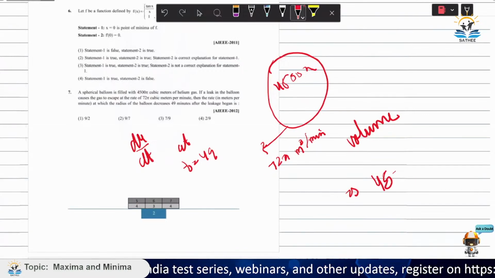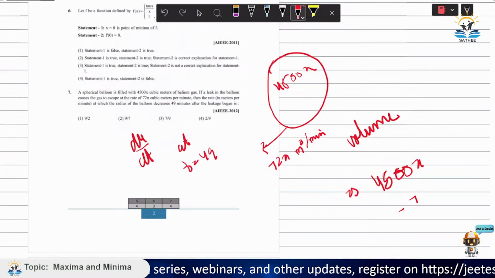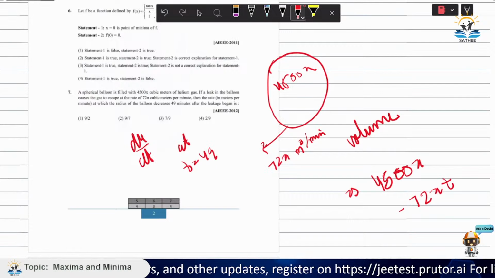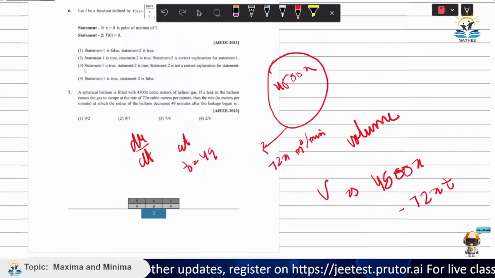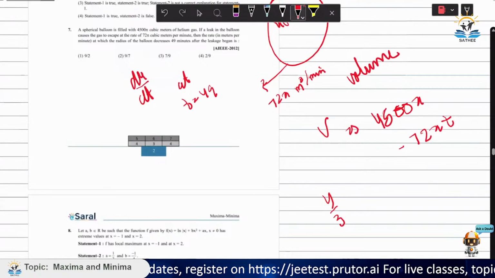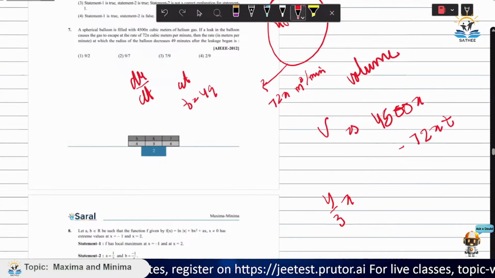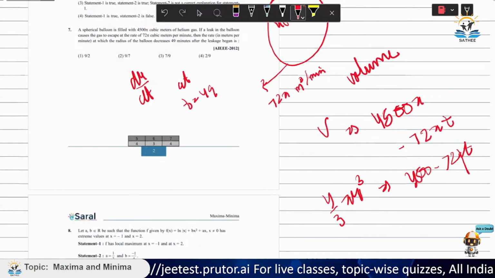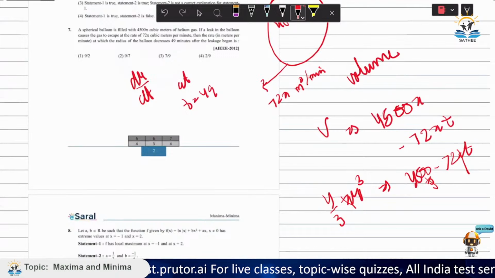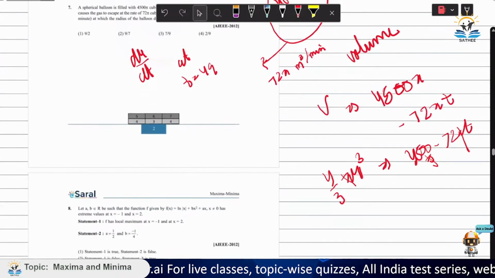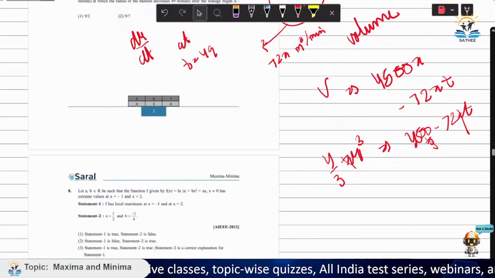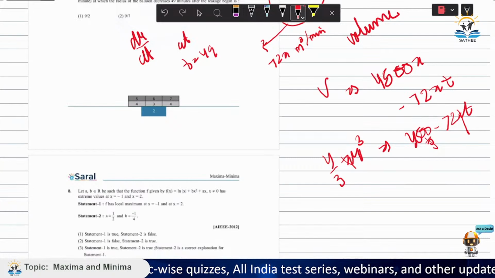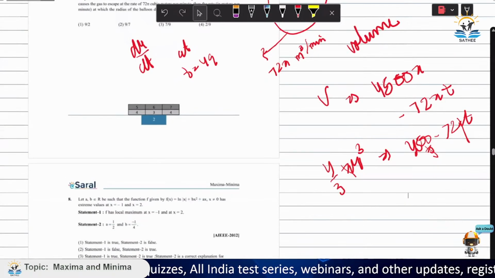Volume is 4,500 pi minus 72 pi t. It's as simple as that, isn't it? This is the volume. And the volume can be written as 4 by 3 pi r cube. Now they have intentionally given us pi, so we cancel out the pi's here. Okay. So what do I have to calculate? We have to calculate dr by dt. First, let's calculate what is r at t is equal to 49.